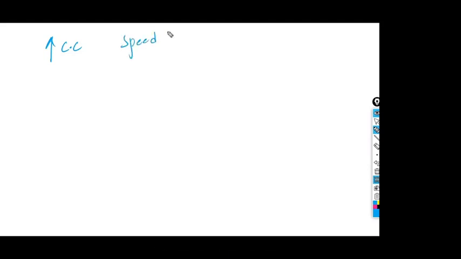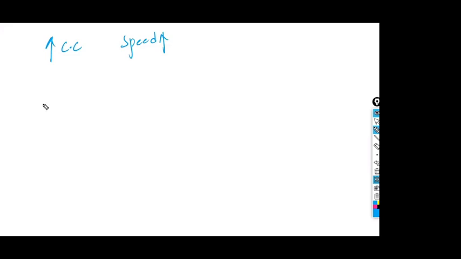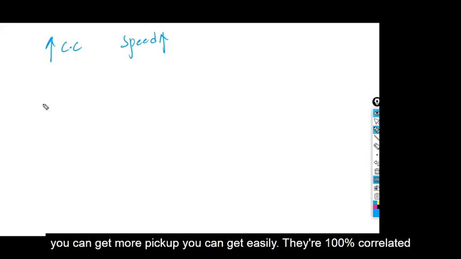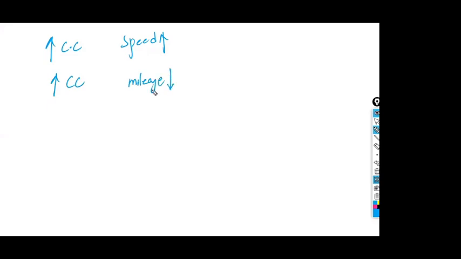Let us take the speed. The speed increases or decreases? Increases. How much are they correlated? 100%, they are correlated. As you increase the cc, you can clearly see the increase in speed. If there is more cc, it means more speed, and you can get more pickup easily. They are 100% correlated. At the same time, as the cc increases, mileage also decreases. This is also 100%, but in a negative way.